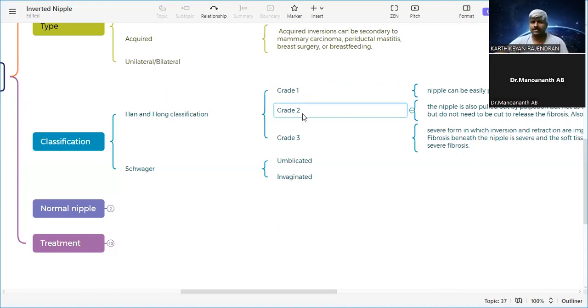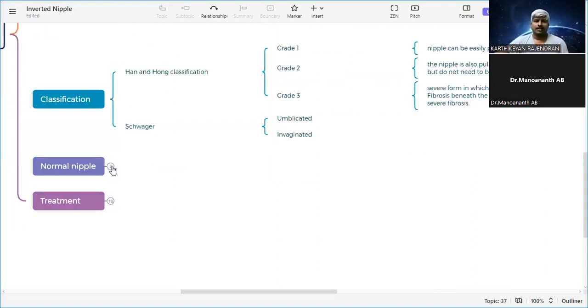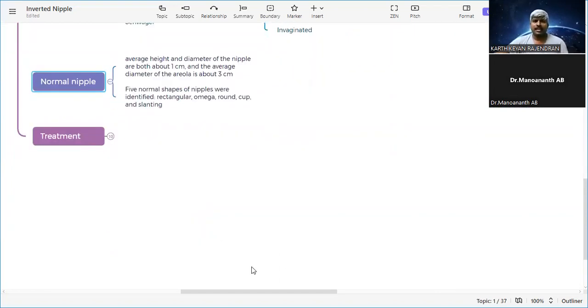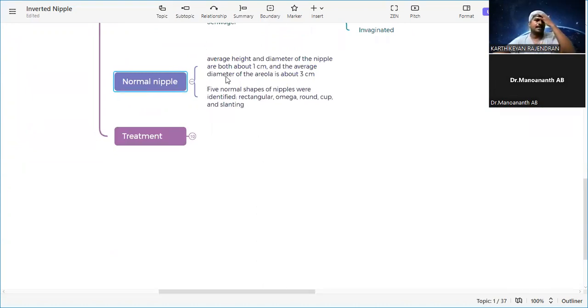And coming to the normal nipple, the average height and diameter of the nipple is 1 centimeter, and the diameter of the areola is 3 centimeters. So what are all the shapes of the nipple? That is rectangular, omega shape, round, cup shape, and slanting shape. So these are all the five shapes of the normal nipple. Coming to the treatment, so this is important.